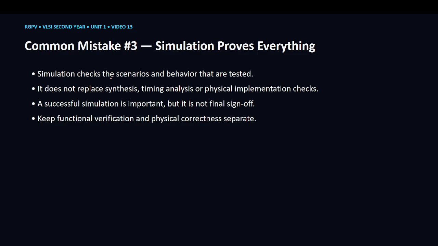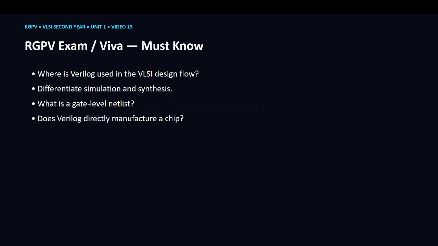So everything is perfect? Simulation is extremely important, but it only checks the behavior and scenarios you test. It does not replace synthesis, timing analysis, physical implementation checks, or final sign off. A successful simulation means you gain confidence in functionality. It does not mean every engineering question has been answered.